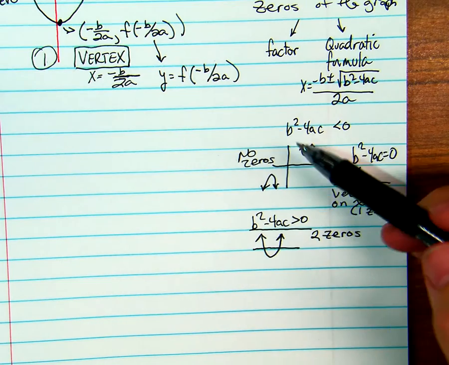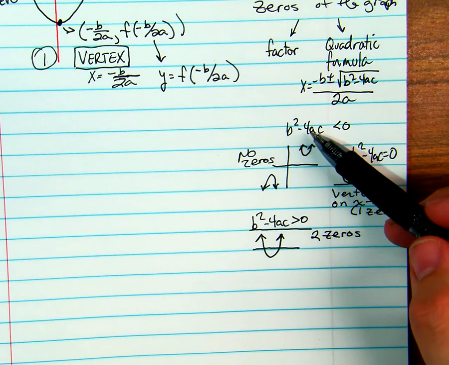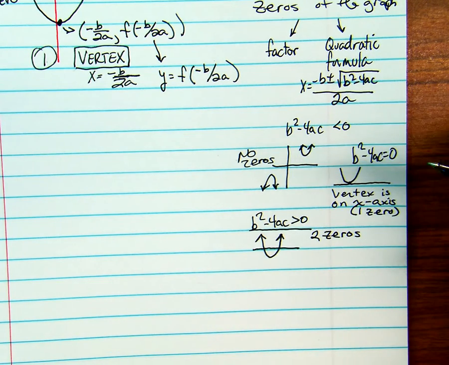So b squared minus 4ac, they call this the discriminant. It has a fancy name. Sounds like an old action movie from the 80s.